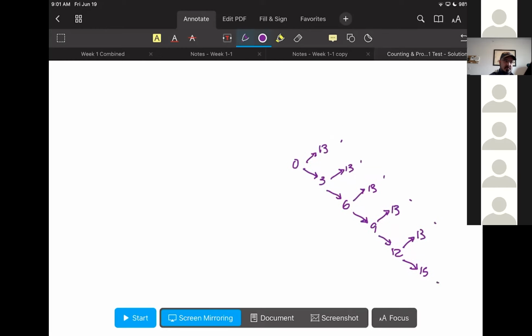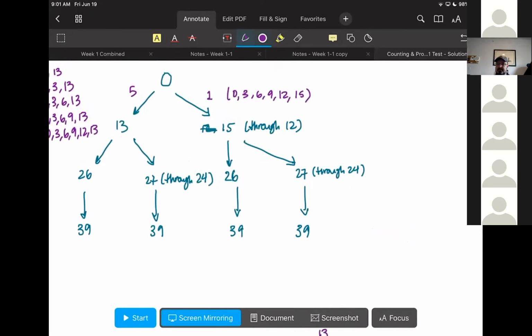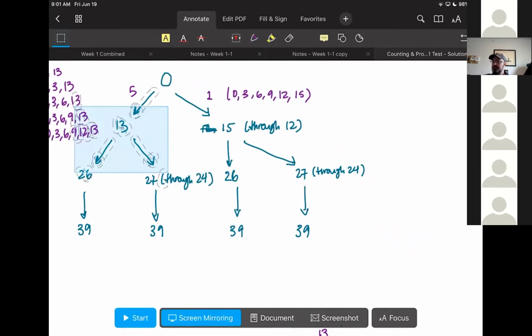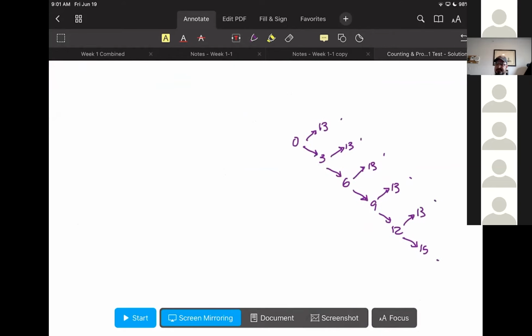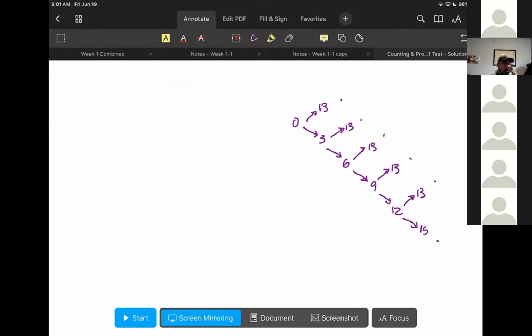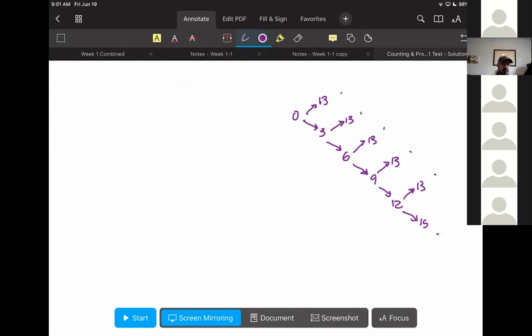Okay, so this is how I got 5 and 1 for this branch of the tree. Now we could look at this left side over here. I'm at 13. How many ways can I get to 26? And how many ways can I not get to 26? Maybe I'll write it out down here again. Say I'm at 13. The next step I could take is to go directly to 26, because that's the next multiple of 13, or I could go to the next multiple of 3, which is 15.